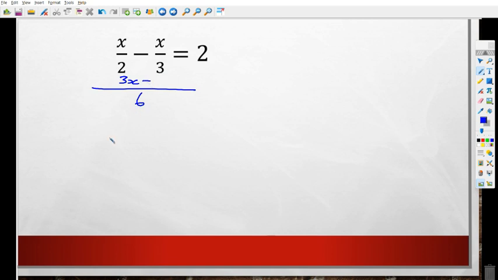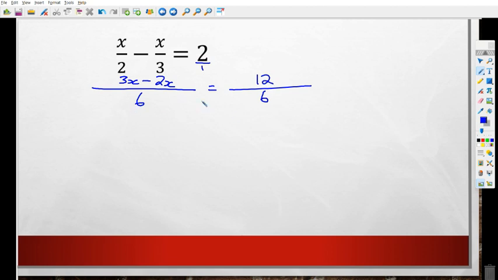Minus, what did I do to 3 to get to 6? Multiply by 2. So that's 2x over there. I want to get a similar LCD this side. This 2 is over what? When it's just a whole number, it's always over 1. What do I do to 1 to get to 6? You multiply by 6. So I've got 2 times 6, which is 12 on this side.